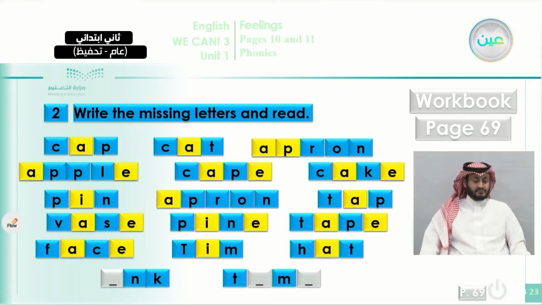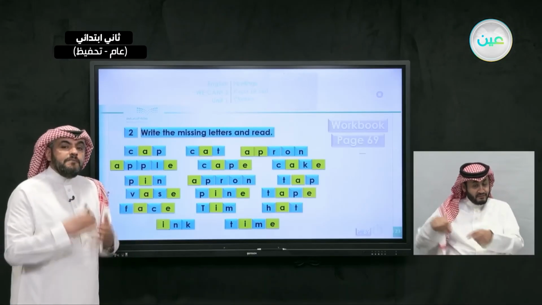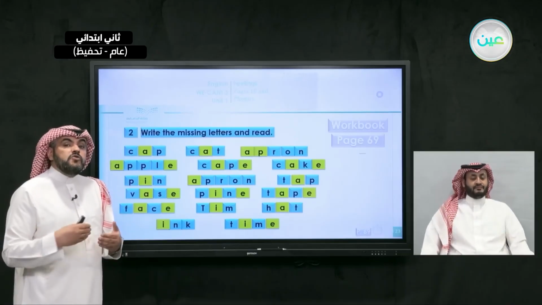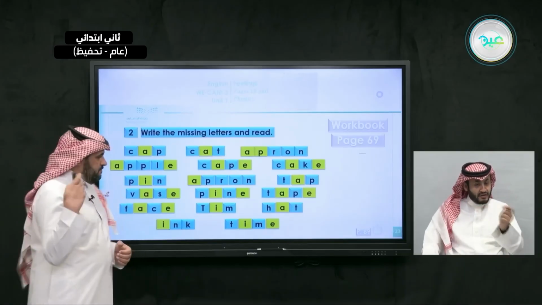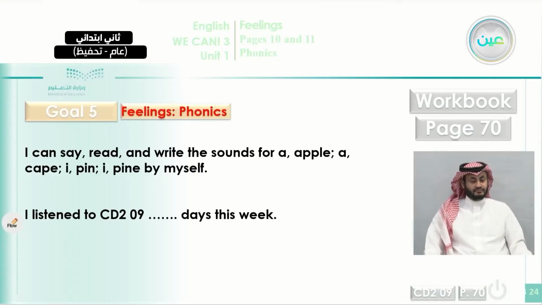But if there is an E at the end, we don't say hat. What do we say? Yes, correct. We say hate. But here the word is hat. And here we say ink. Here we say also time. Why do we say time? There is an E at the end. This rule will help you a lot to pronounce words correctly, and it will help you also to spell words correctly. Okay? And now we check our goals, if achieved or not.